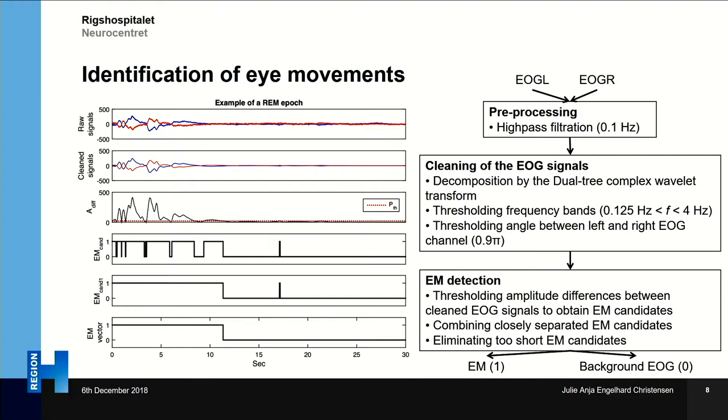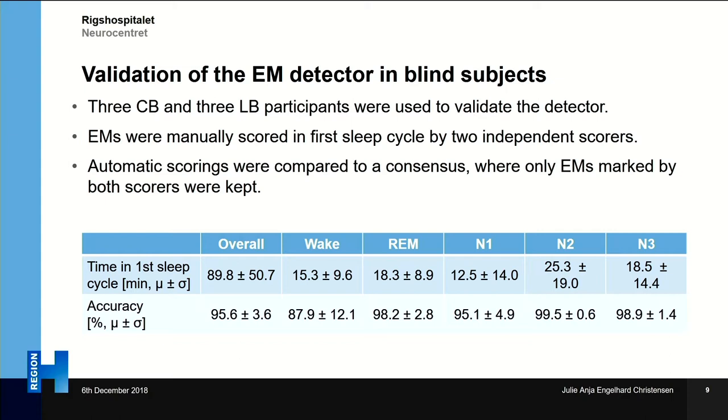Because this method was developed on sighted controls, we need to do a post-validation of it. We did that by taking three congenitally blind subjects and three late blind participants, and two independent scorers manually detected all kinds of eye movements in the first sleep cycle. Based on a consensus of these two scorers, we compared the automatic detections, and we obtained an overall accuracy of around 95%.